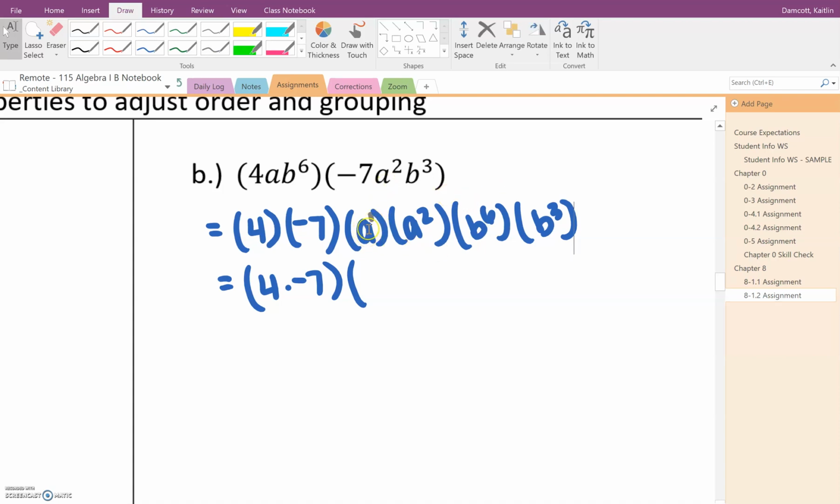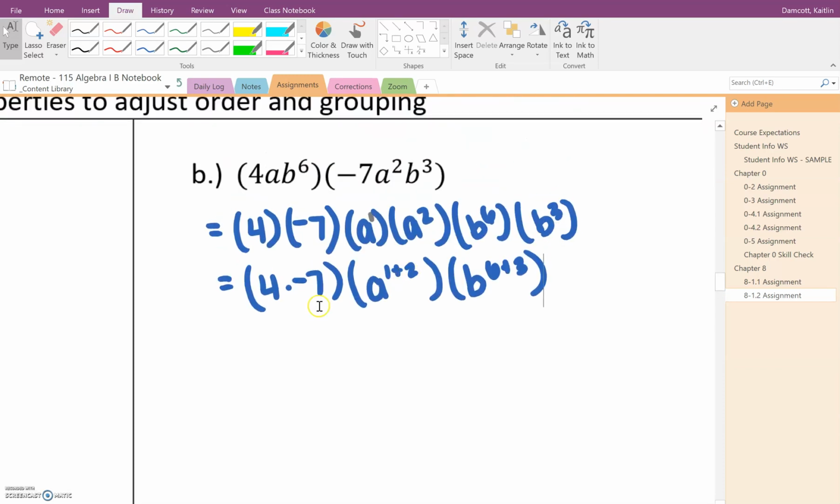So when you do this, you've got a to the first power and a to the second power, and we want to add those exponents together. So a stays the same, and we've got 1 plus 2. Then for the b's, we want to keep the base of b, and then we've got the exponent 6 and the exponent 3, so we're just going to add those together. So 6 plus 3.